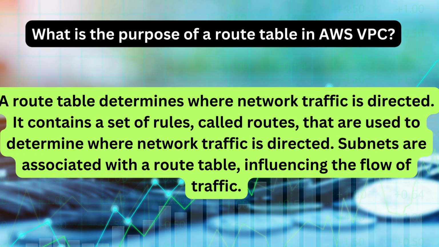What is the purpose of a route table in AWS VPC? A route table determines where network traffic is directed. It contains a set of rules, called routes, that are used to determine where network traffic is directed. Subnets are associated with a route table, influencing the flow of traffic.